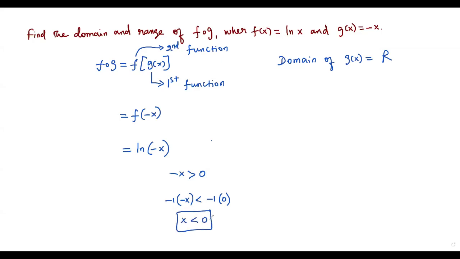So this is the domain of the result of the composition of the two functions f and g, that is ln of negative x. As I said earlier, the domain of a composite function is the same as the domain of the first function, in this case R.